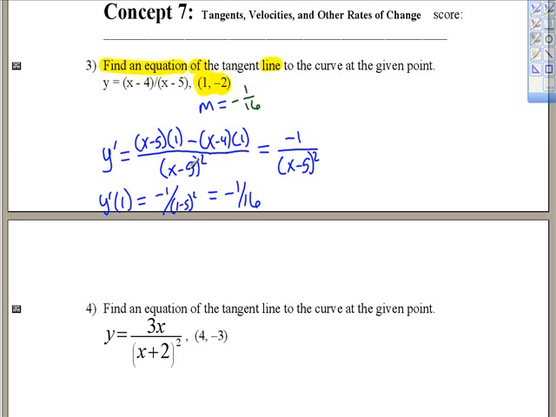At this point, I've got all the pieces that I need to write the equation of the line. I've got the slope, I've got the point. I can just go ahead and write that in point-slope form. y minus y1, which would be y plus 2, equals the slope, -1/16, times the quantity x minus x1, x minus 1. Another form some people responded with was slope-intercept. If you did that, you got y equals -1/16 x minus 31/16. So either one of these forms was fine.